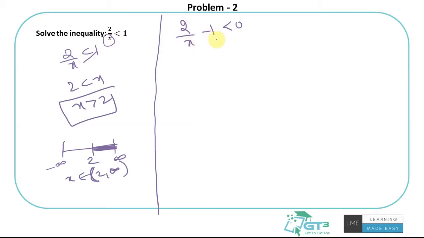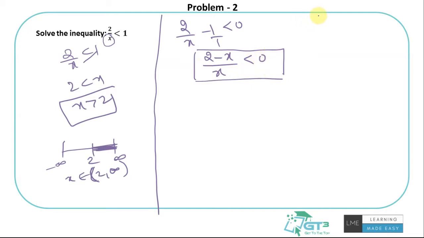So 2 by x minus 1, this is 1 by 1, right? The x is the LCM, x into 1. So 2 minus 1 into x, over x, is less than 0. Now this is the inequality that we have. Now again, don't do x into 0 and all of that. No, you should not do this. So 2 minus x by x is less than 0.